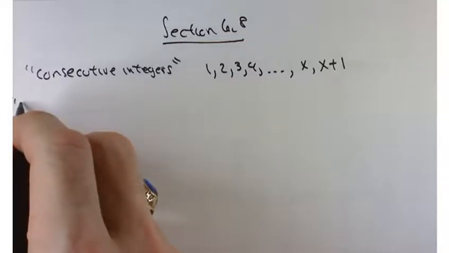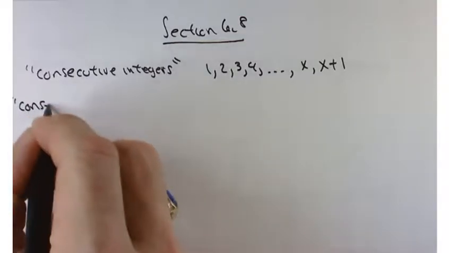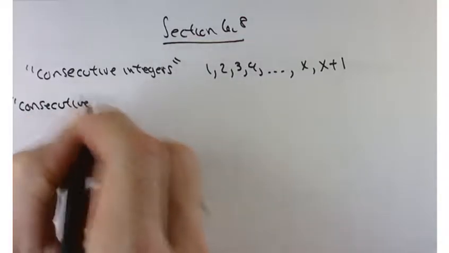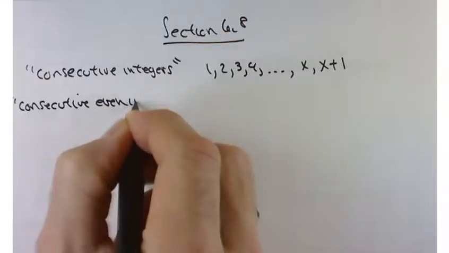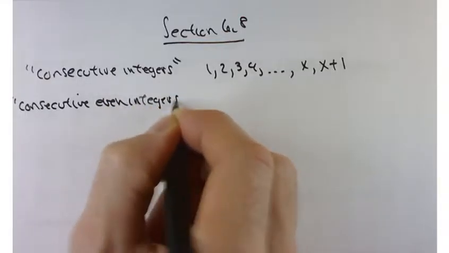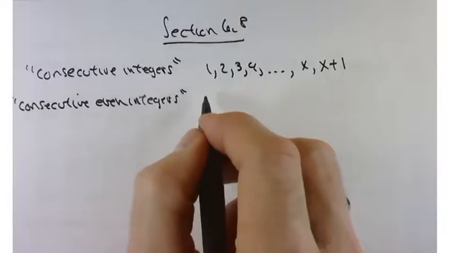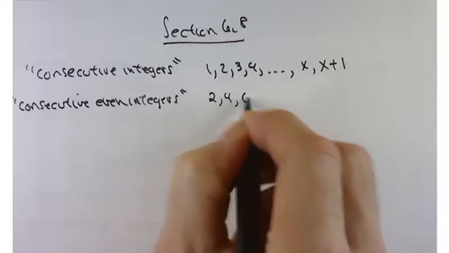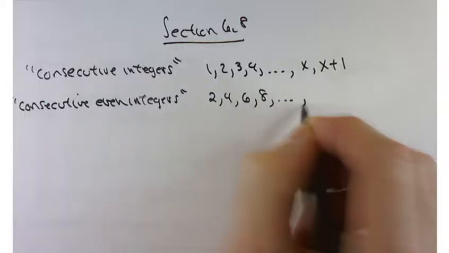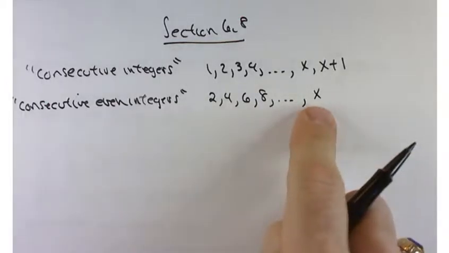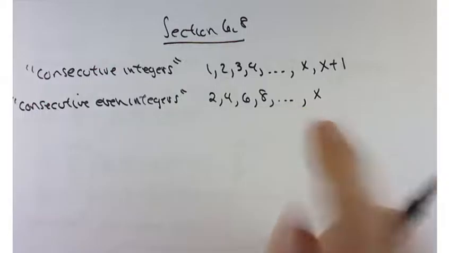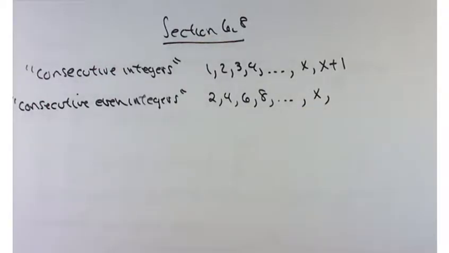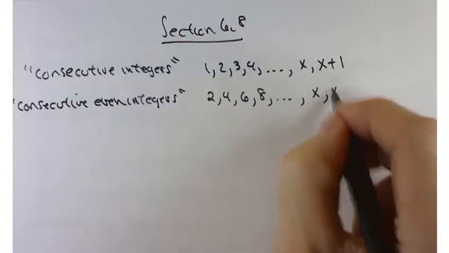Sometimes that'll be modified a little bit. You could have consecutive even integers. So what would be some even integers? 2, 4, 6, 8, etc. Now, assuming you're at an even integer, where would I find the next even integer? X plus 2. Thank you.